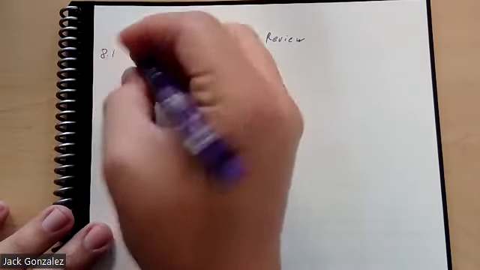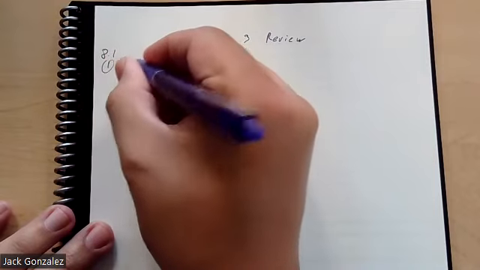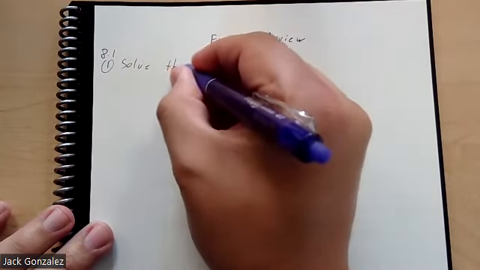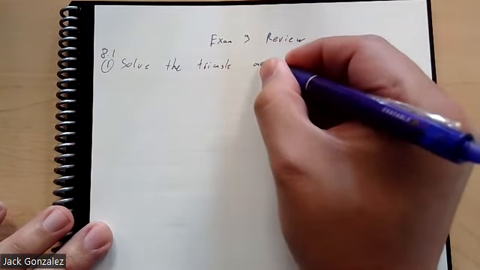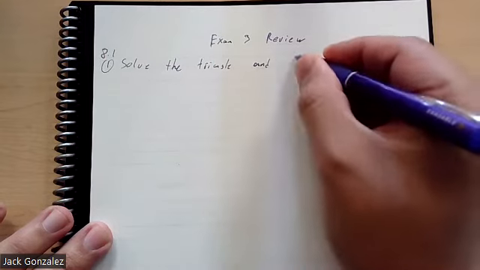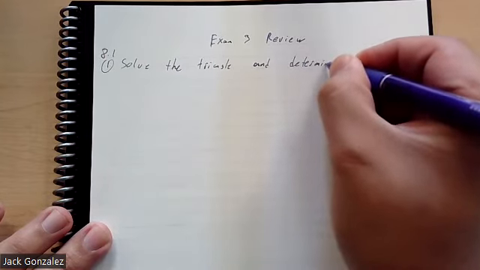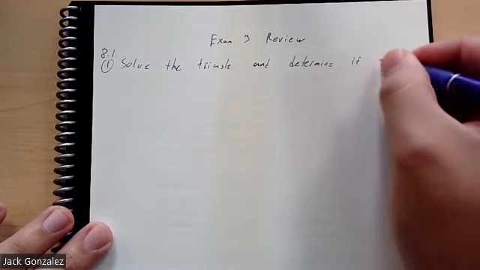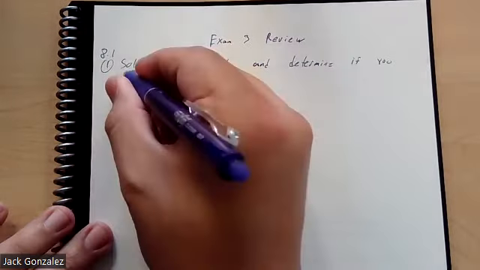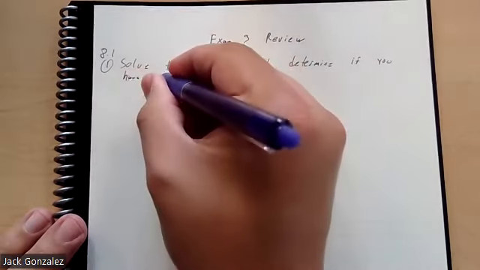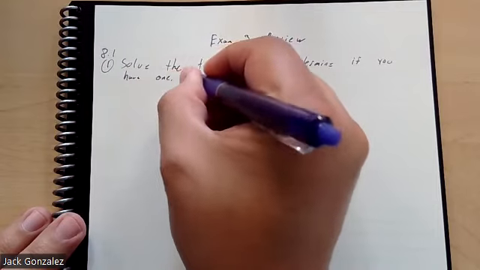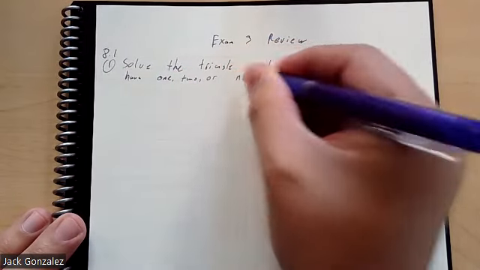Okay. So exam 3. So let's go through 8.1. Let's do a couple examples. Solve the triangle and determine if you have one, two, or no triangles.